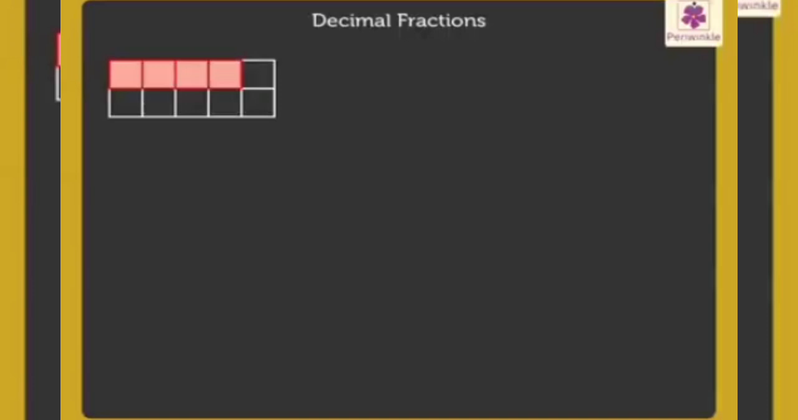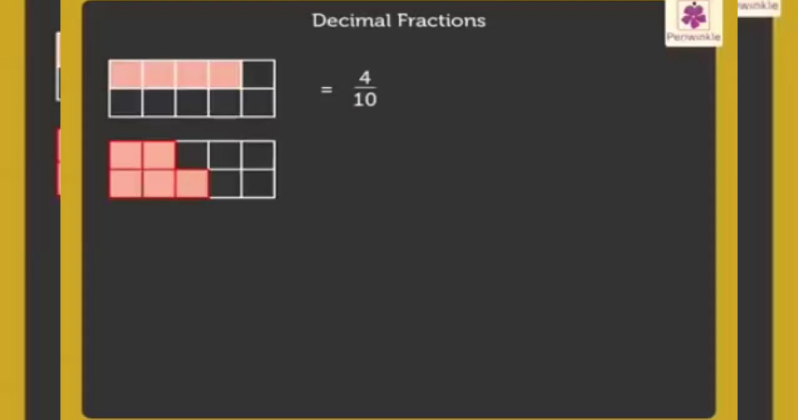Let's start. We have already studied about fractions. Now, let us look at some interesting fractions. Here, 4 parts out of 10 are colored. That means the shaded region represents 4/10, written as 4 upon 10. If 5 squares are shaded, it represents 5/10. That is, 5 parts out of 10 are colored and is written as 5 upon 10.